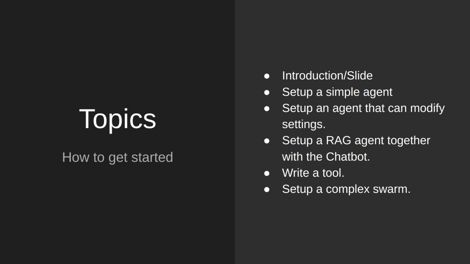After that, we come into the part that is writing code. So how to write a tool. I will explain what a tool is in a minute. And we will end by setting up a complex swarm. So not just a simple agent that can change something, but an agent that is so complex that it needs to hand over to other agents, and how to set up multiple agents where this actually needs to happen.